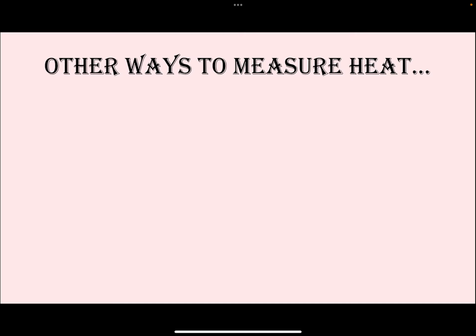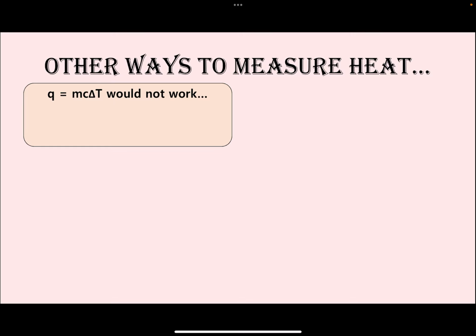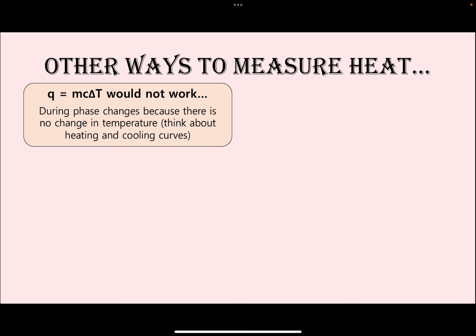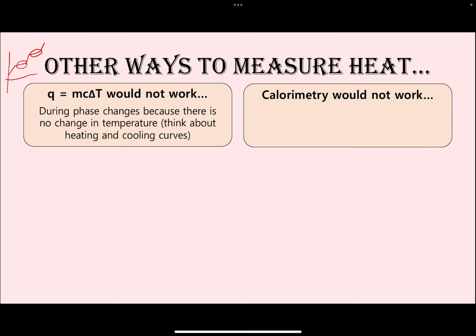So how about if we are in a situation where we cannot use calorimetry, or where we cannot use the Q equals mcΔT equation? For example, this equation would not work if there's no change in temperature, such as when you are looking at phase changes. I hope you all remember those heating and cooling curves that we talked about, which look like this. The straight lines in these curves represented the phase change, and during those straight lines there was no change in temperature. So if you're having a phase change, we cannot use the Q equals mcΔT equation.